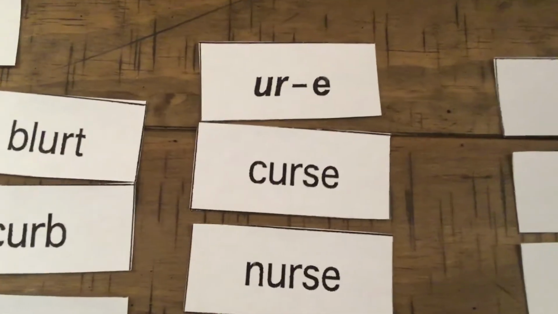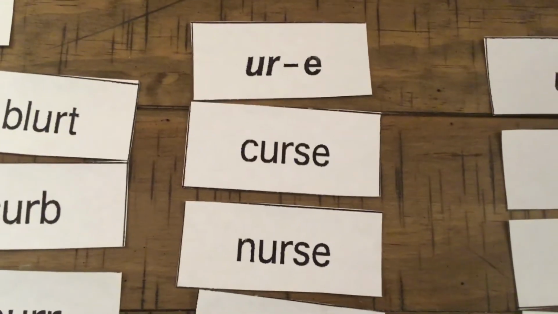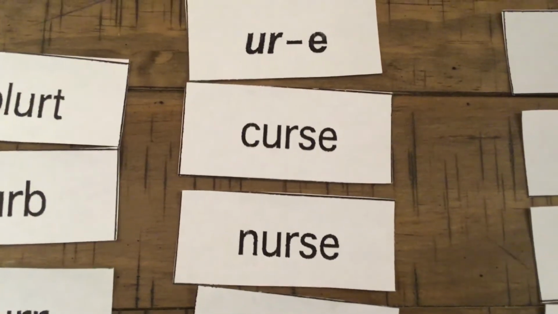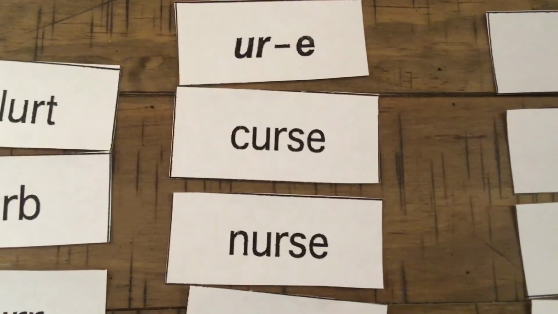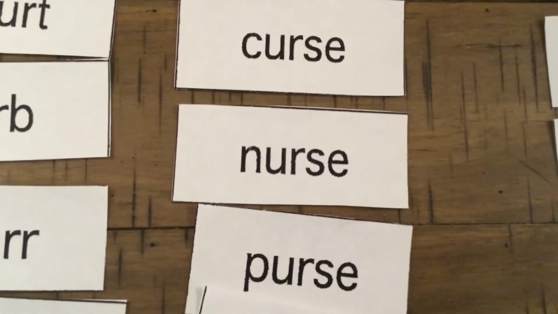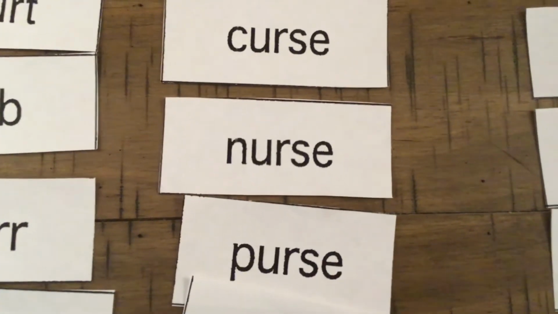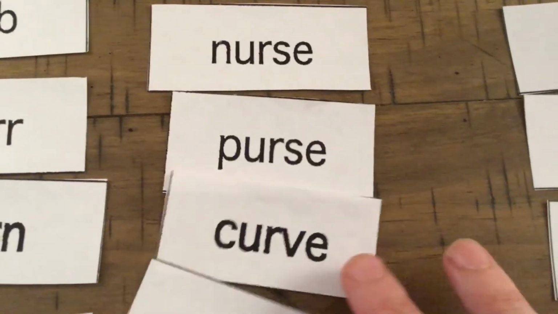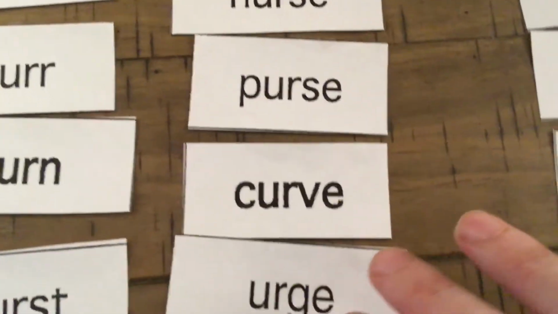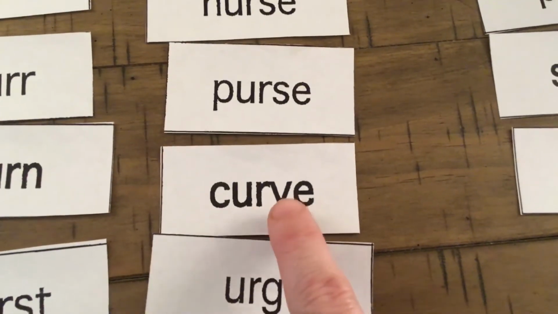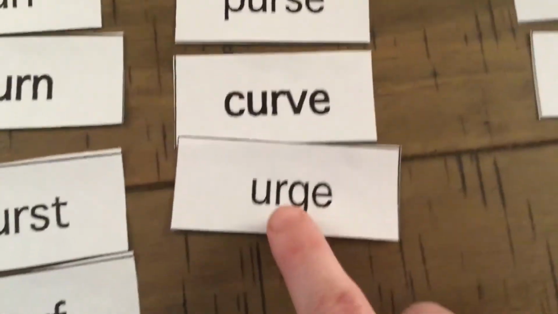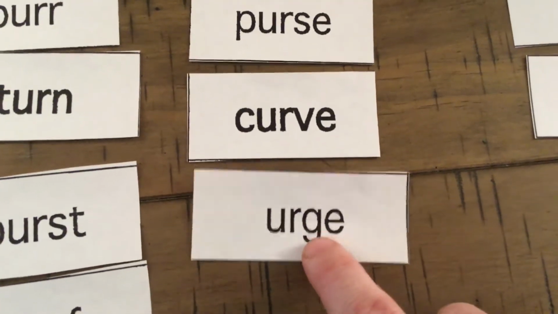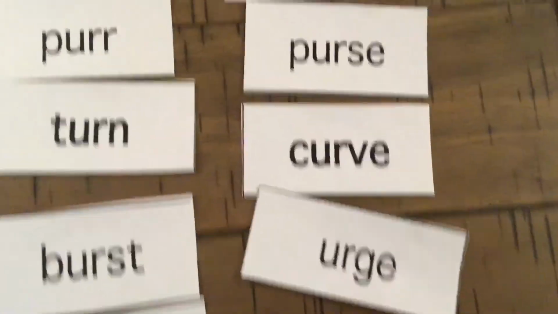Next group. You are, but it's going to have in that dash spot a consonant and then the silent E. So curse. The last sound I hear is the S, but I need to remember that it has the E. Nurse. Again, I just hear the S at the end, but I need to remember that E. Purse. Same thing. Curve. Remembering the E. And urge. Remembering the E at the end. The final sound is that G, saying j.